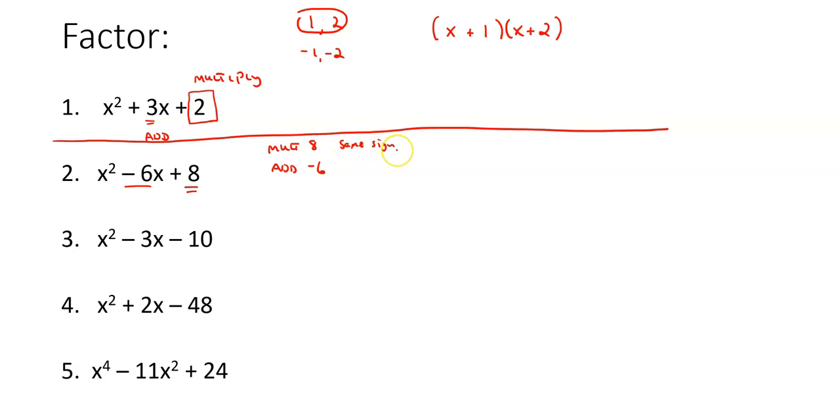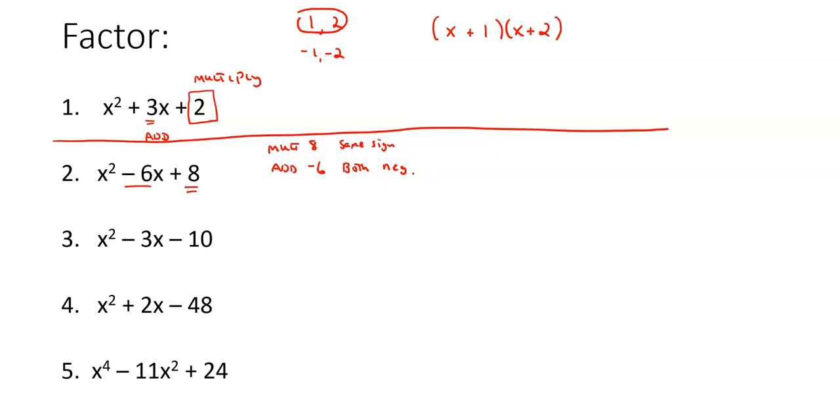Because remember, when you multiply two positives, you get a positive. When you multiply two negatives, you get a positive. So if you're multiplying the two numbers and they come out to be positive 8, they have to have the same sign. All right, look at the second thing. They have to add up to -6. Well, if they add up to -6, then both factors are negative.